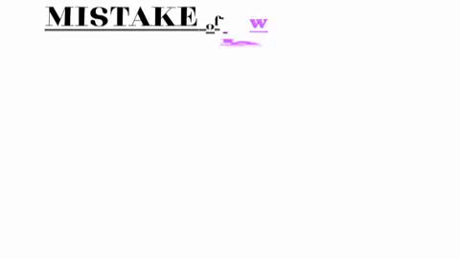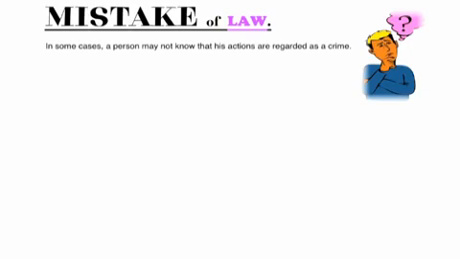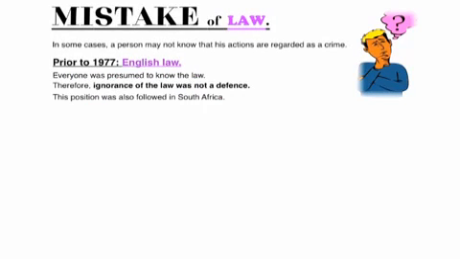A mistake of law. In some cases, a person may not know that his or her actions are regarded as a crime. Prior to 1977, South Africa followed English law. Everyone was presumed to know the law, and therefore ignorance of the law was not a defense. This position was also followed in South Africa.